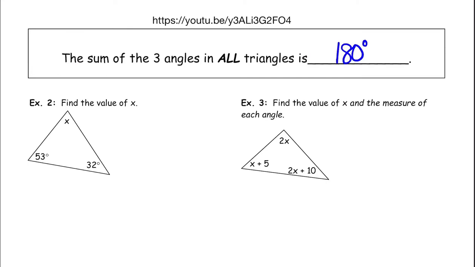Okay, so first example here, find the value of x. Well, I know all three of these angles add up to 180. So what I'm going to do is take 180 and subtract 53 degrees and subtract 32. And whatever's left over, I throw that into the calculator, that's what x is going to be, 95 degrees.